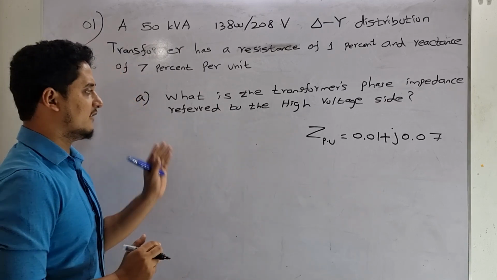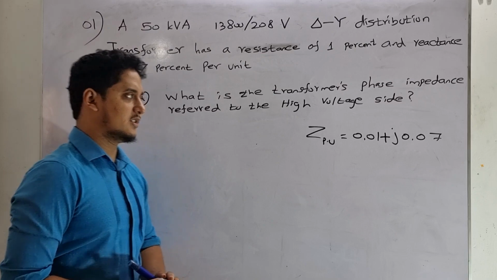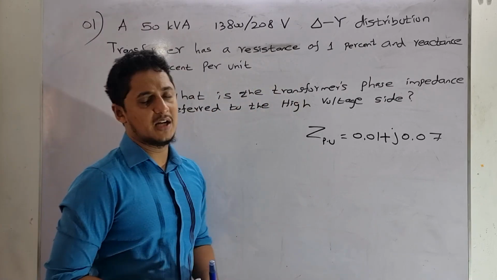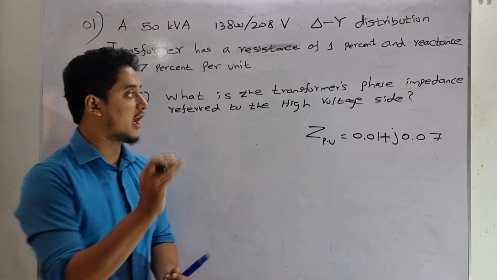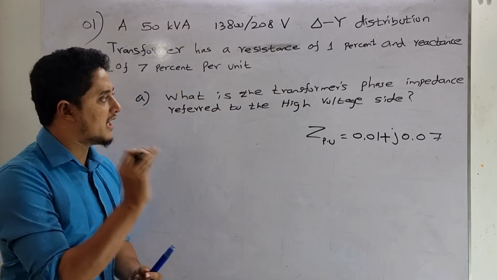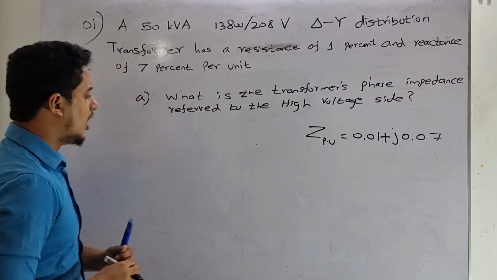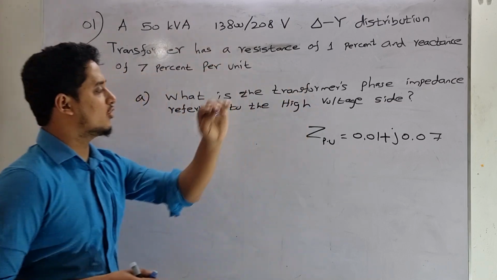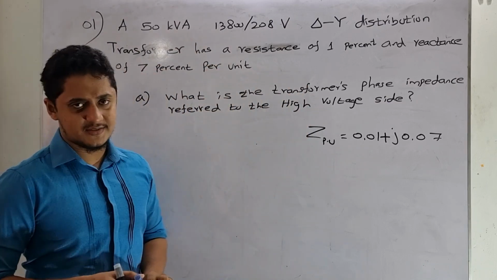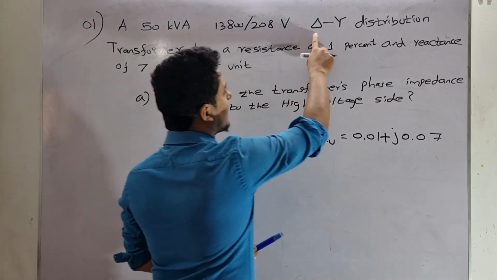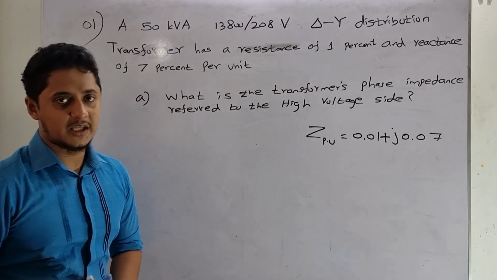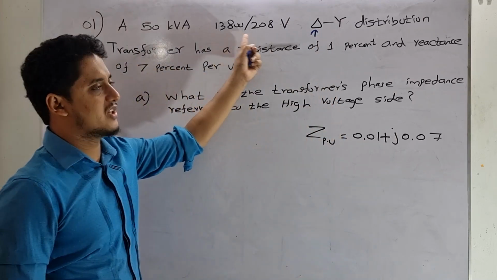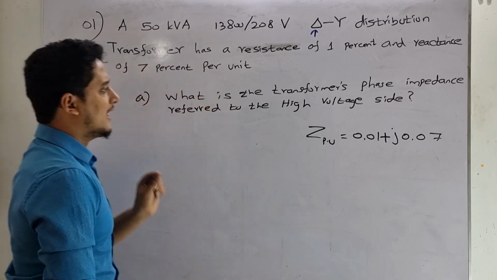High voltage side phase impedance. To calculate the high voltage side phase impedance, we have to find the base impedance. So how can we calculate the base impedance? In this question they are asking for values referred to the high voltage side. We know this is a delta-Y distribution transformer. Here the high voltage side is delta. So this is the delta connection.